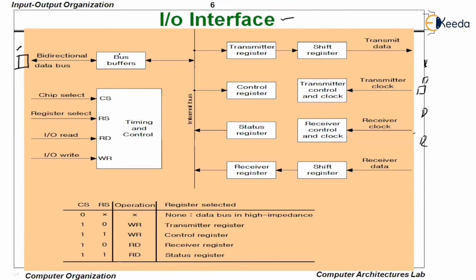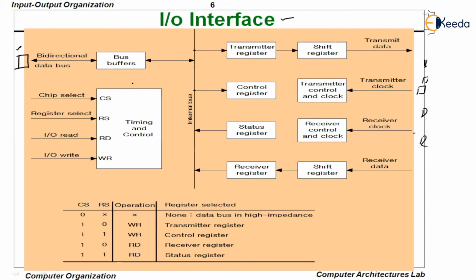Here you can see there is something called bidirectional bus buffers. First you understand the entities. We will understand each and everything in a short while. These bidirectional bus buffers have been connected to something called an internal bus. This is the internal bus of the interface. If you want to talk to the interface, you need to communicate with the internal bus system.